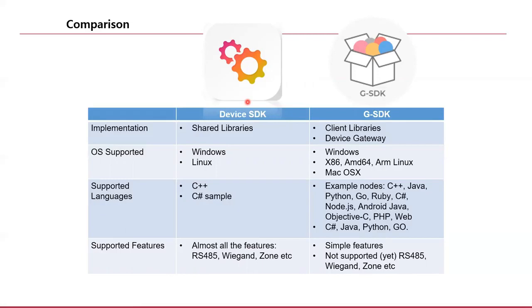As for the operating system support, before we had support for Windows and Linux only, but now with the GSDK, we have support for pretty much all the operating systems: Windows in both x86, that means 32-bit or 64-bit, and also other architectures like ARM architecture and also Mac OS X. And the supported languages have also increased in the GSDK: C++, Java, Python, Go, Ruby, C#, Node.js, and others as well. So you may find yourself more comfortable probably working with the GSDK.